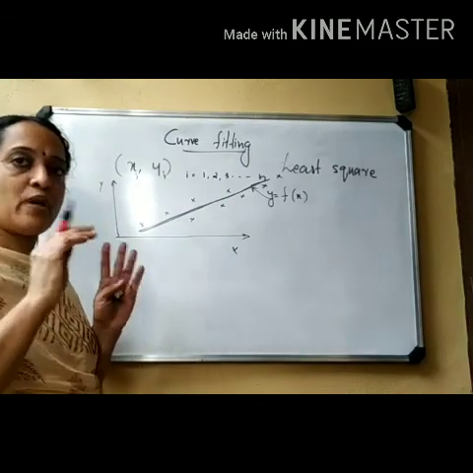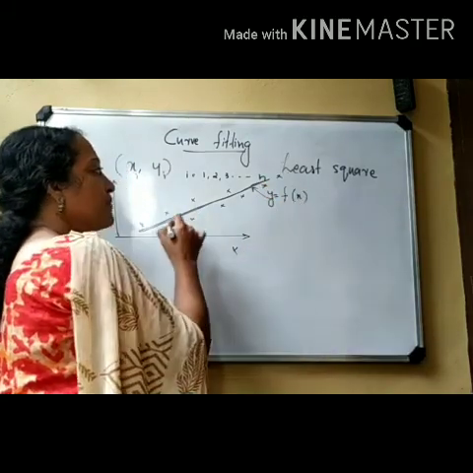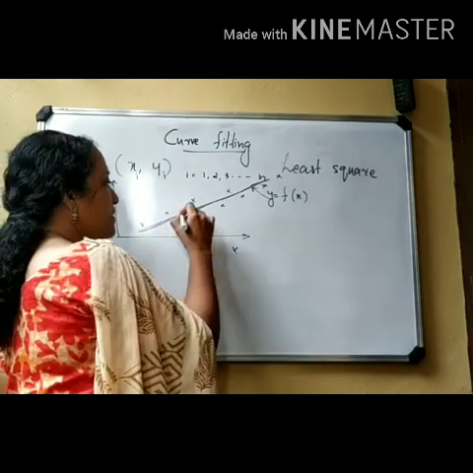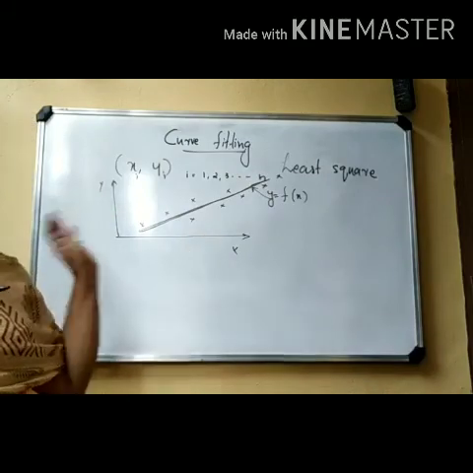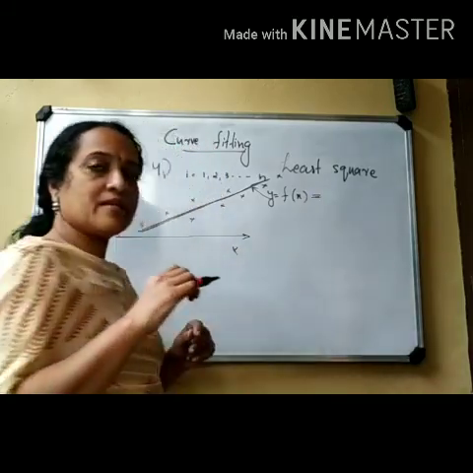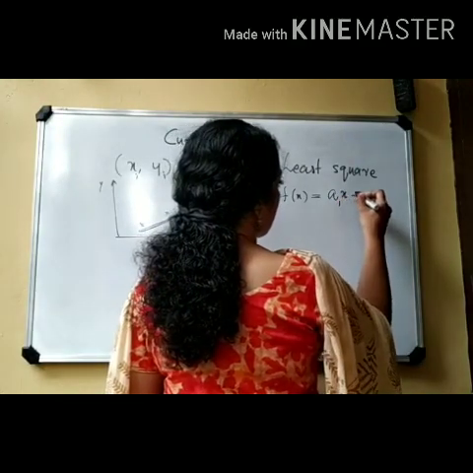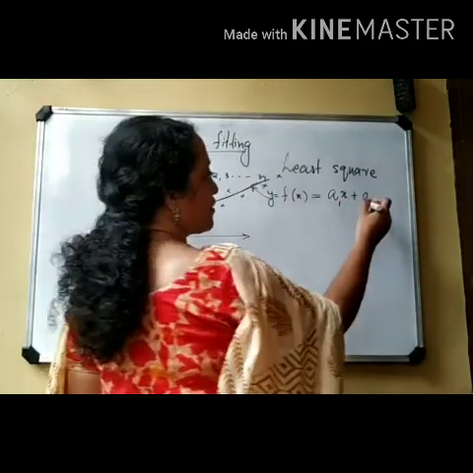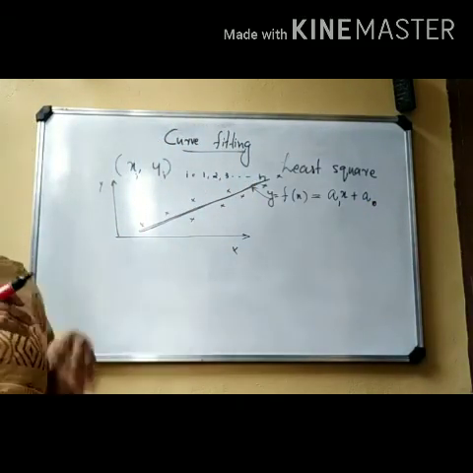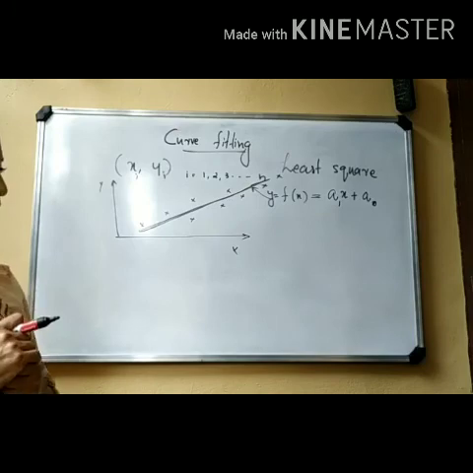You have to note that it is not necessary that the equation that we assume exactly passes through all the given points, but it should fit best to all the given data points. And in linear least square fitting, we will be taking the function as a straight line. So we may assume this as equal to a1x plus a0, where a1 and a0 are variable constants, or parameters, that we can adjust so that the curve fits best.